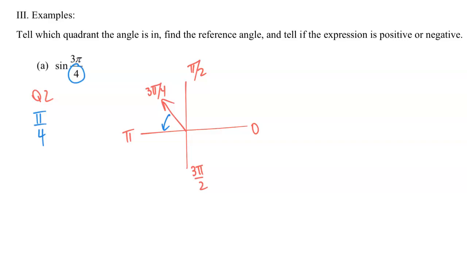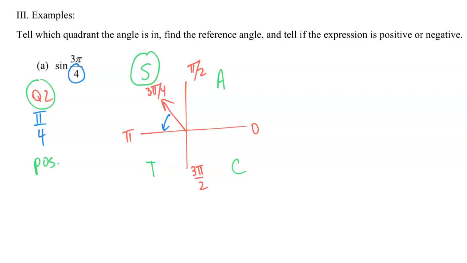Okay, finally, the last thing we want to do is tell whether or not this expression, sine of 3 pi over 4, is positive or negative. And so here's what I know from the previous discussion. All Students Trust Castle. And so in quadrant 2, sine of any angle that is in quadrant 2 is going to be positive. And so therefore, since this is sine of an angle in quadrant 2, we know that this result is going to be positive.